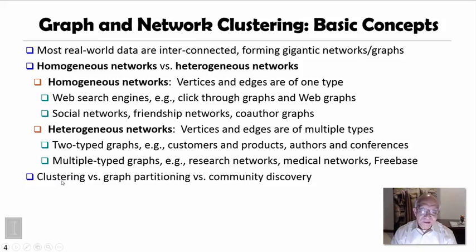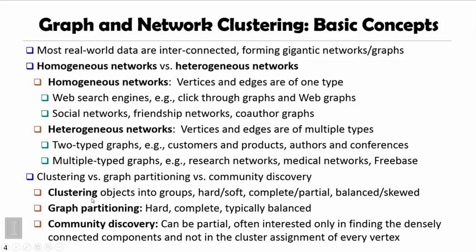So we want to distinguish some concepts like clustering, graph partitioning, and community discovery. In clustering, usually you try to group objects into groups. It can be hard, like k-means, or soft, like EM. And it can be complete or partial. It can be balanced or skewed.